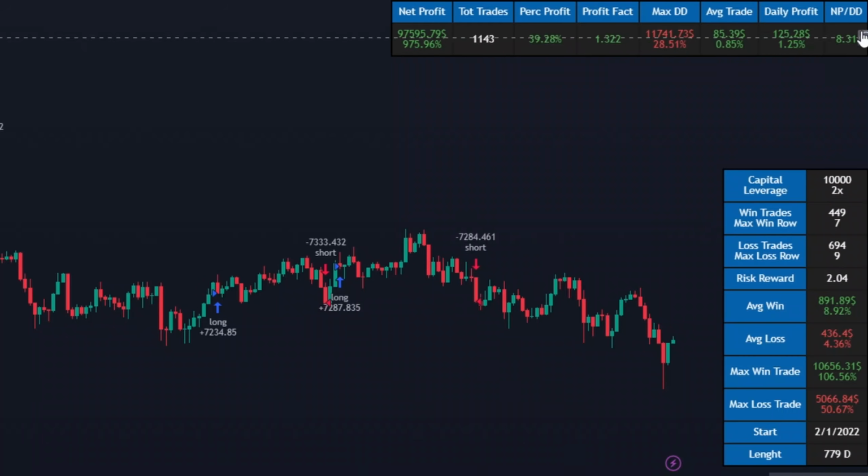We have a net profit/drawdown which is even higher than the previous backtest, 1.25% daily profit, max win row 7, max loss row 9, risk reward 2.04, average win 8.92%, average loss 4.36%, max win trade 106%, max loss trade 50%. So of course, these values are calculated on initial capital and we are leveraging by 2x.